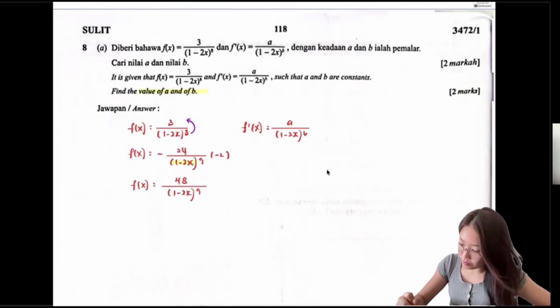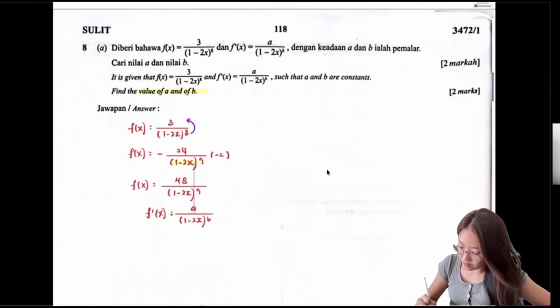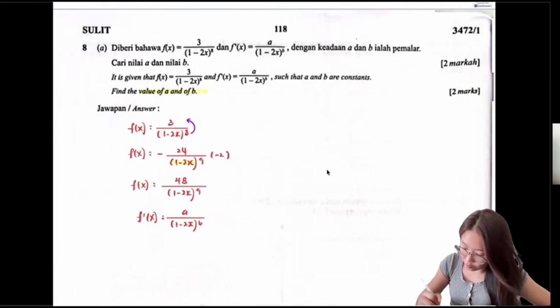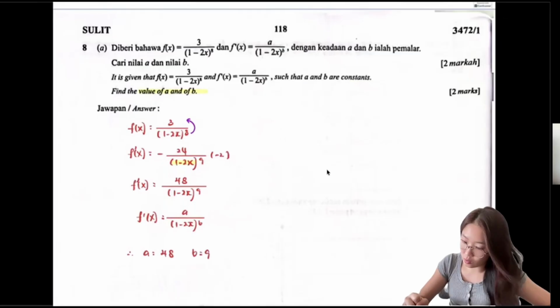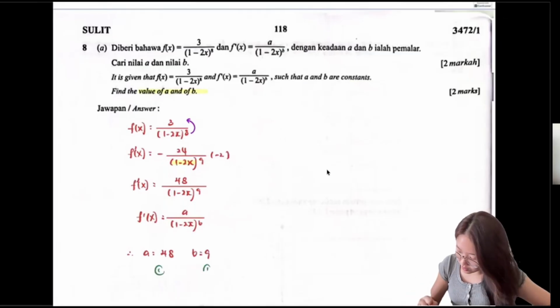So compare it to this answer here. You have to write the prime when you start differentiating. So your a will be 48 and b will be 9. 2 marks. 1 mark here, 1 mark here.